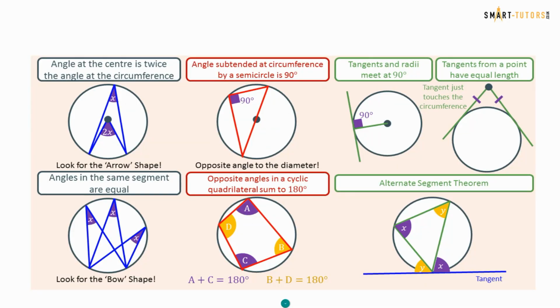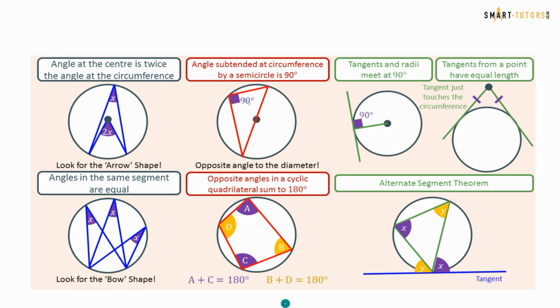Circle theorems. Theorem 1. Angle at the center is twice the angle at the circumference. The angle at the center is double the circumference angle. Theorem number 2. Angle subtended at the circumference by a semicircle is 90 degrees. A line passing through the center is a diameter. If there's a diameter in the question, the angle subtended by both ends of the diameter is 90 degrees.